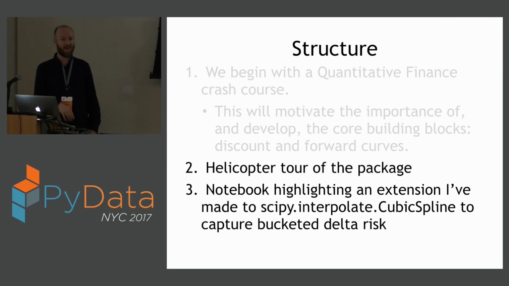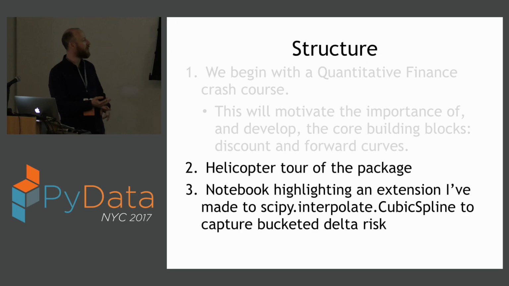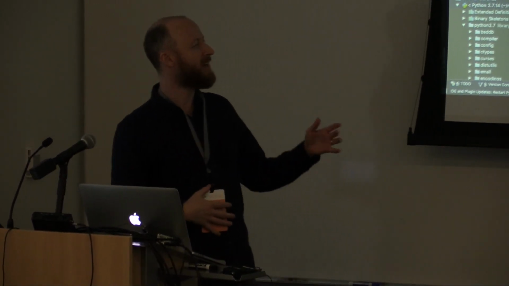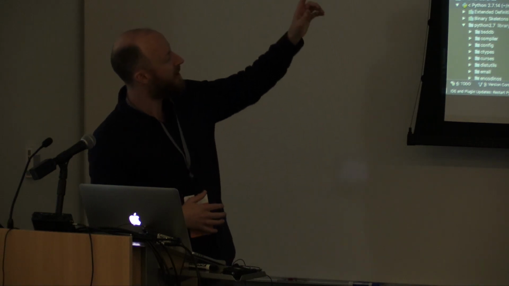I'm going to move on to a little tour of the package, and then finally a notebook highlighting what I've had to do to overcome this. Okay, so the package itself is available on GitHub. I'll send a list. Well, it's just at Clements/Pennies. You should be able to do a search on it.